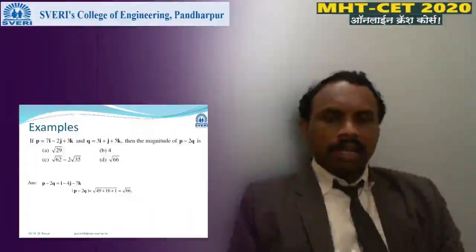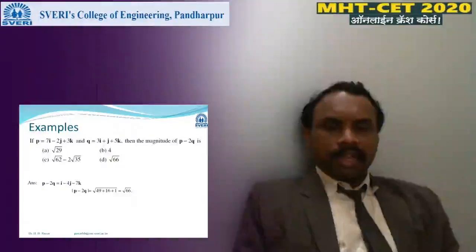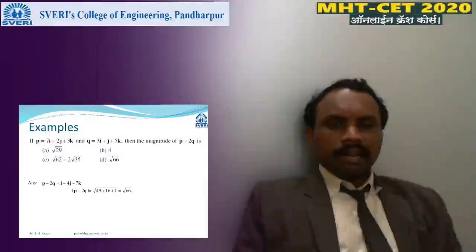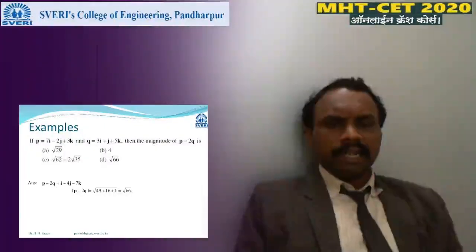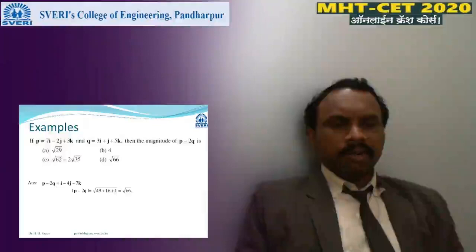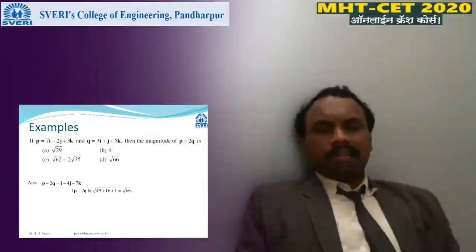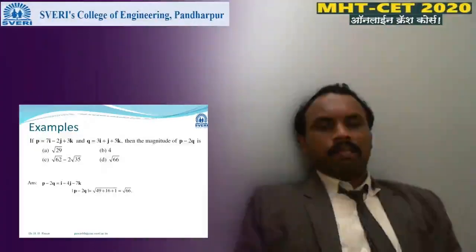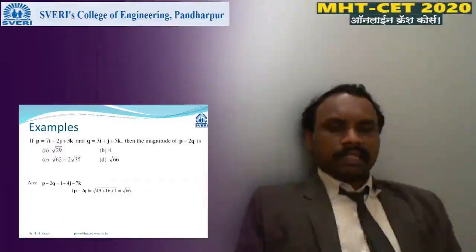In this case, if vectors are linearly independent, then they are non-coplanar vectors. Now we'll see some examples. If P is equal to 7i minus 2j plus 3k and Q is equal to 3i plus j plus 5k, then the magnitude of P minus 2Q is. Here options are given: root 49, 4 square root of 62 minus 2 root 35 and root 66.